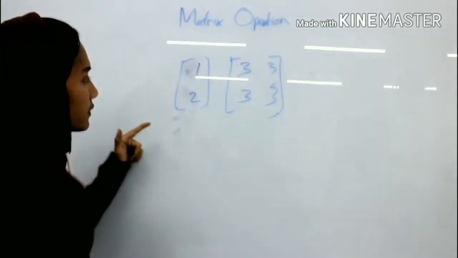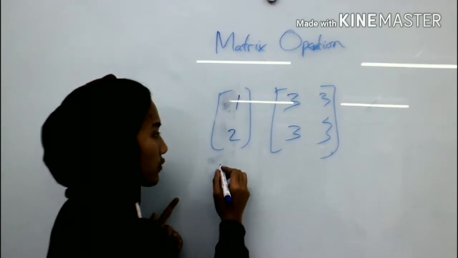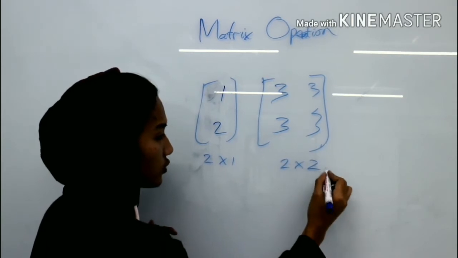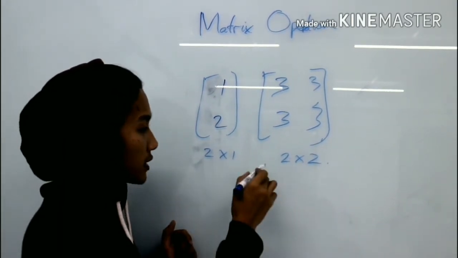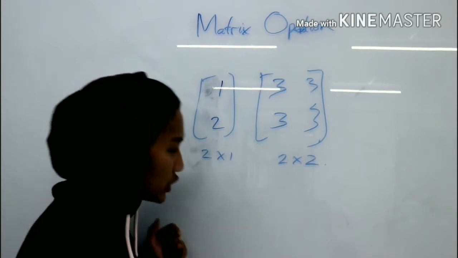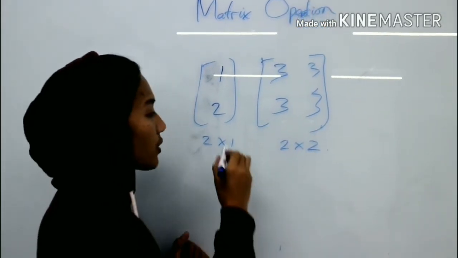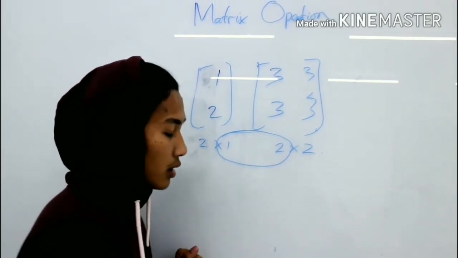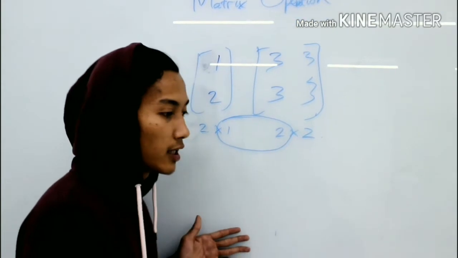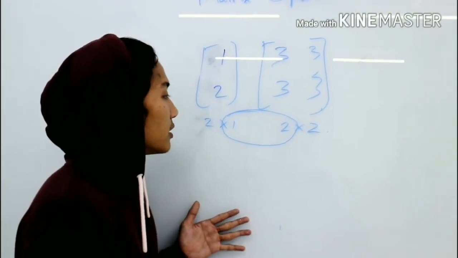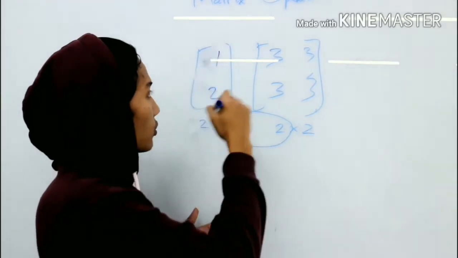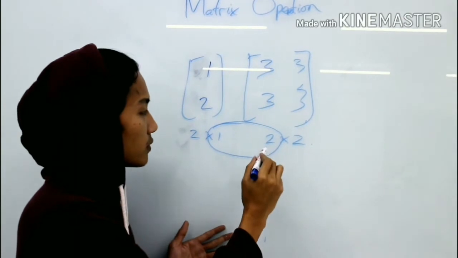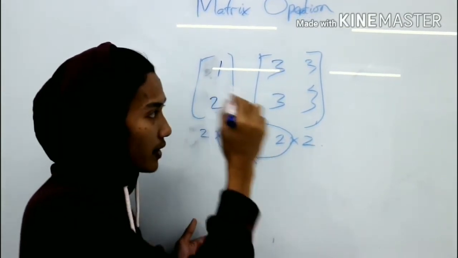So what I write over here, this is a matrix with two rows and one column, and this is two columns and two rows also. But in this matrix you cannot do the operation. Why? It's because this is not the same. So if you want to divide or multiply or sum or minus the matrix, the column of this matrix and also the row of this matrix must be the same. So we cannot operate this matrix.